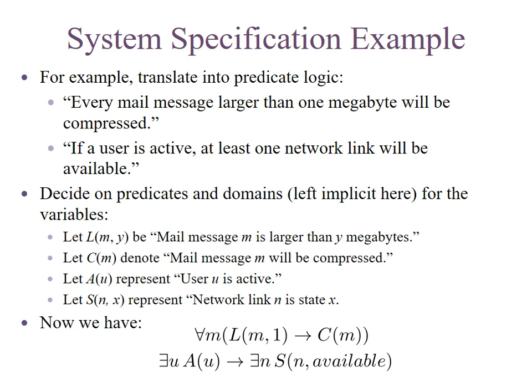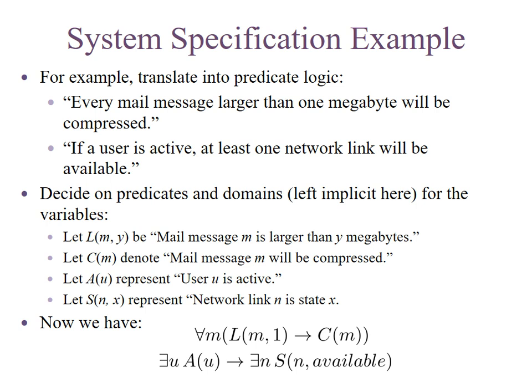And then let's see the second sentence. We can define A of u, which means user u is active. So we use capital A to mean that the user u is active. Because in the sentence, the user is active, so we may have the other status, inactive. Okay, how about at least one network link being available?